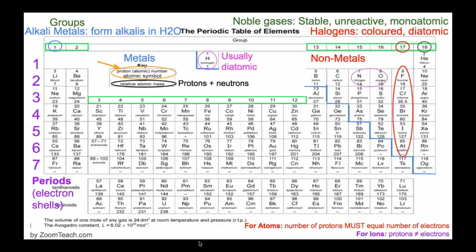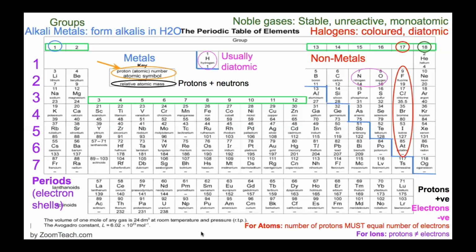So we'll need to know that for an atom to be an atom, the number of protons must equal the number of electrons. If we ever see a particle that has a certain number of protons, but the number of electrons is not equal, we cannot call that an atom anymore. We have to call that an ion. Okay. So what type of ion do we call it?